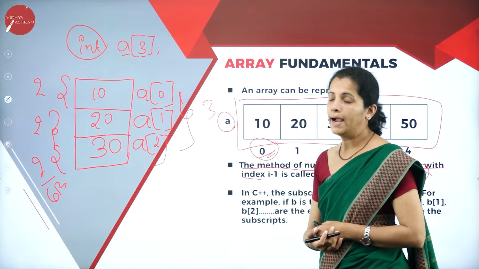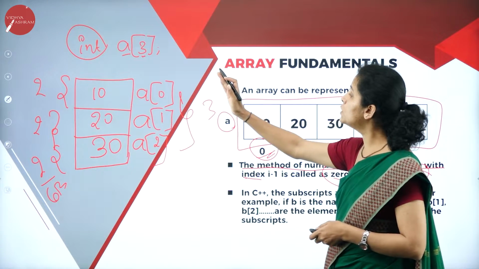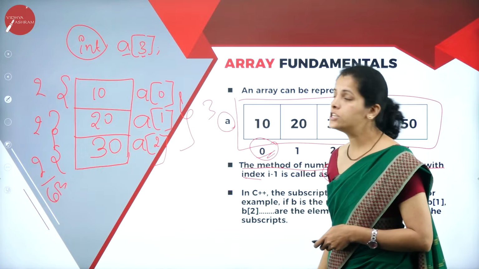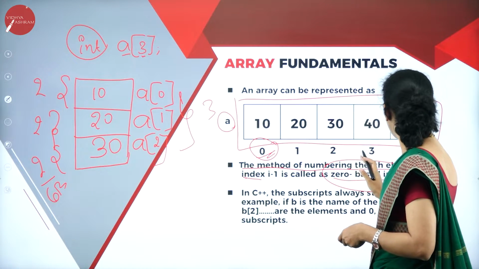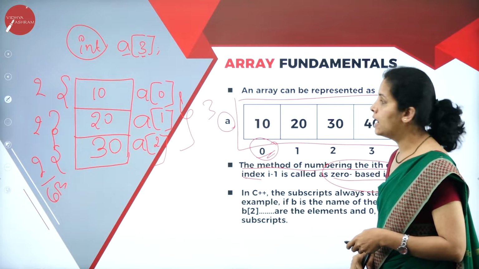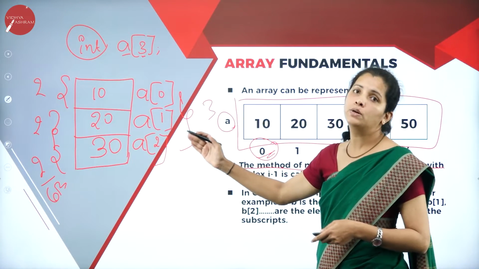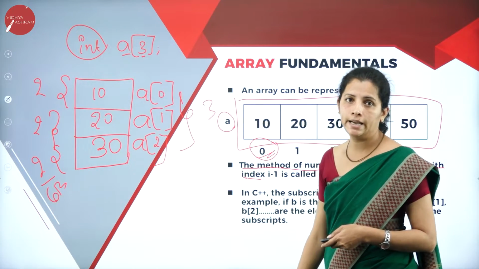So here if I consider this example, what is my array name? That is A. And what is the index? 0 to 2. And this kind of representation is called zero based index. And what is the subscript here? That is 0, 1 and 2. This is nothing but the index.